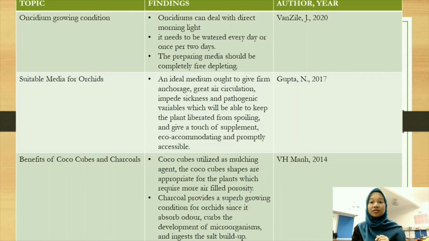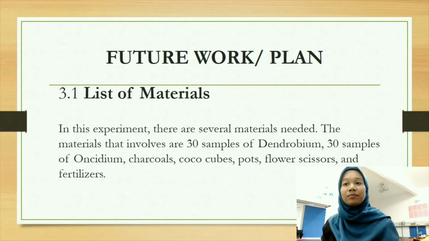Lastly is the benefits of cocoa cubes and charcoals. Mann 2014 found that cocoa cubes are utilized as a mulching agent. The cocoa cubes shape is appropriate for plants which require more airflow porosity. Then charcoal provides a superb growing condition for orchids since it absorbs odor, curbs the development of microorganisms and ingests the salt build-up.